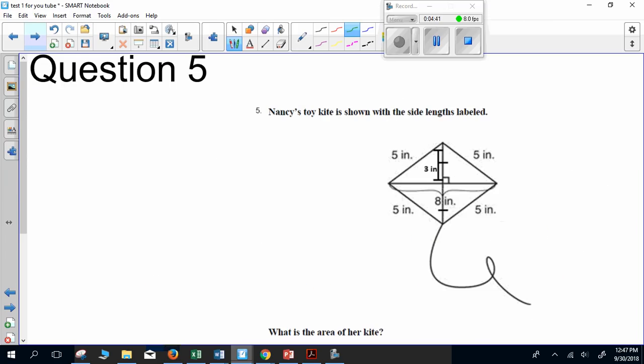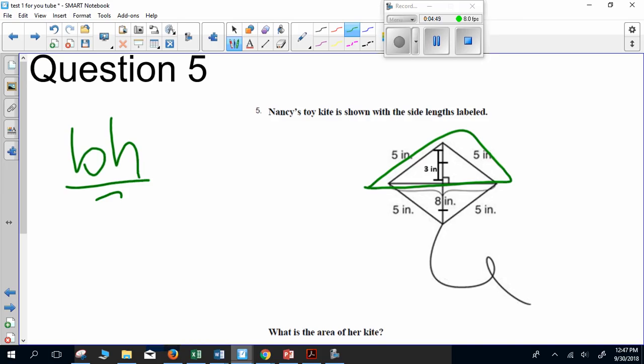Question 5. Here's a kite. When I look at this kite, I see a triangle right here. So I write my formula for a triangle, base times height divided by 2. And then I look at my triangle and I see that my base is right here, and that is 8 inches long. My height is right here. That's 3 inches long.